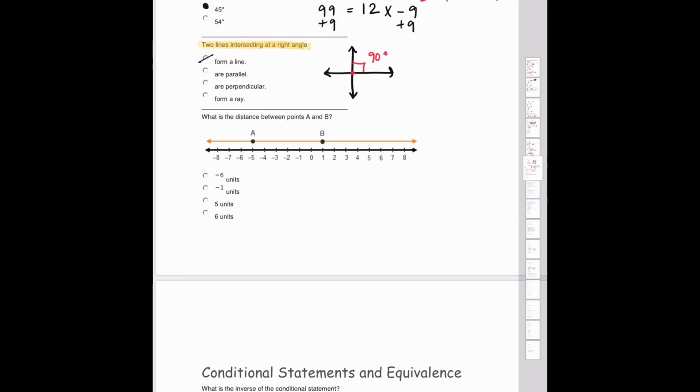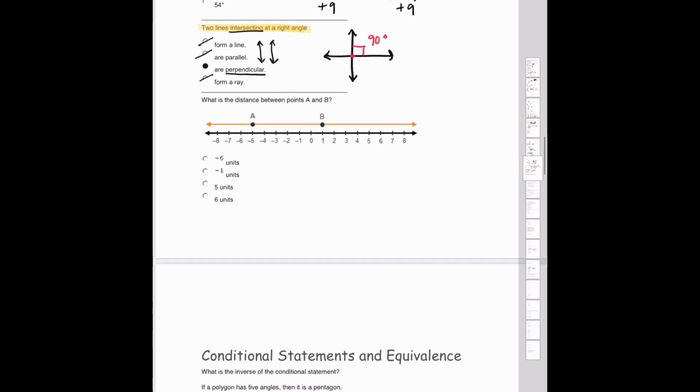Are those two lines parallel? Well, parallel lines actually look like two lines that never intersect. Therefore, the fact that they do intersect tells us that they are not parallel lines. Are these perpendicular? Two lines intersecting at a right angle is exactly the definition of perpendicular lines. Those two lines intersect at a 90-degree angle. Form a ray? They do not form a ray because they are just two lines intersecting. Let's go to the next problem.